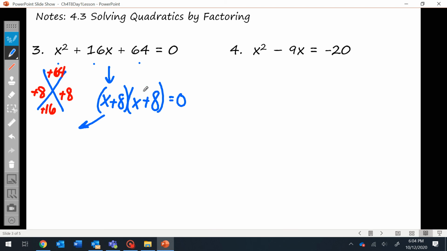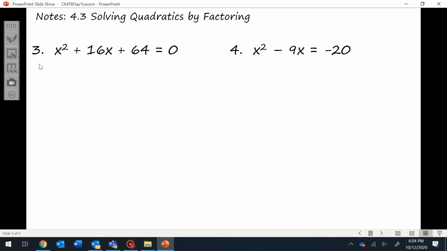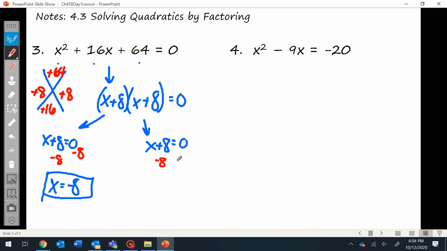And when I multiply them together, they're equal to 0. So either this one is equal to 0, or this one is equal to 0. They're actually both the same thing, so both our solutions are going to be the same. Our first solution is negative 8, but so is our second solution. If we solve the second one, we're going to get negative 8 as well. So we only have to write it once. The solution is negative 8.